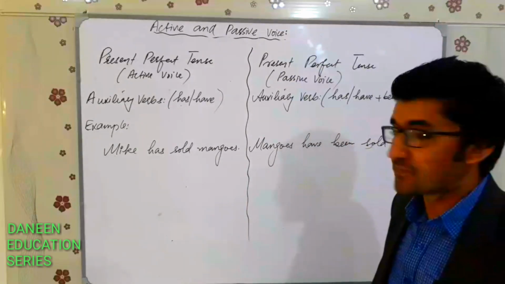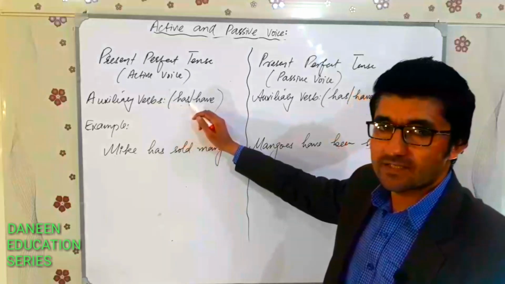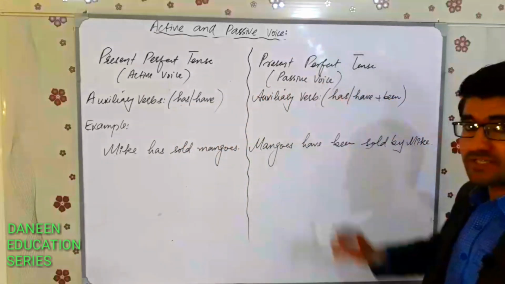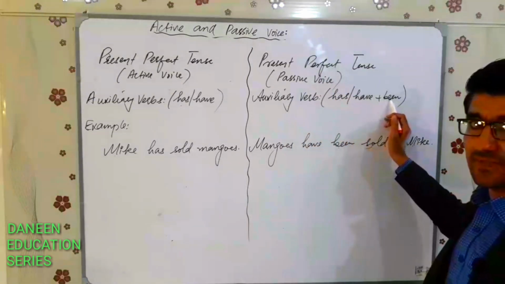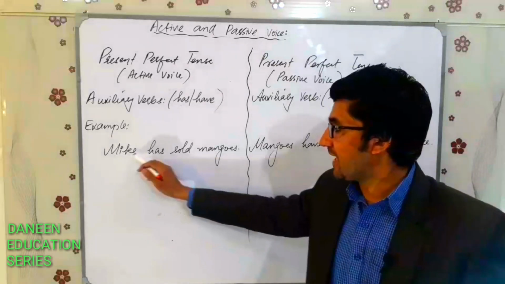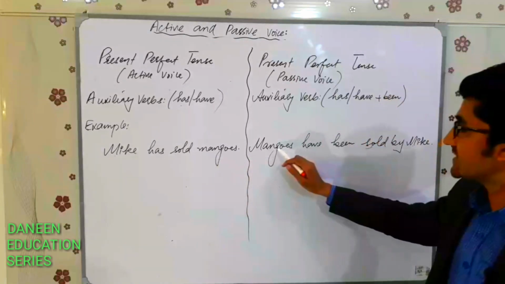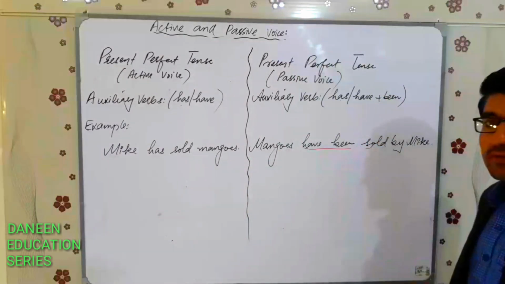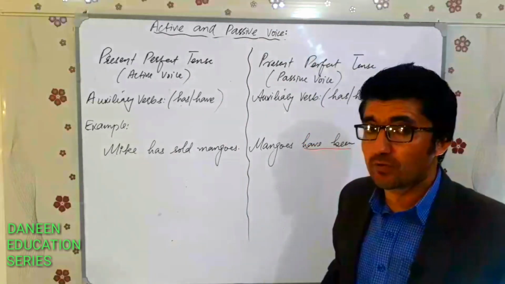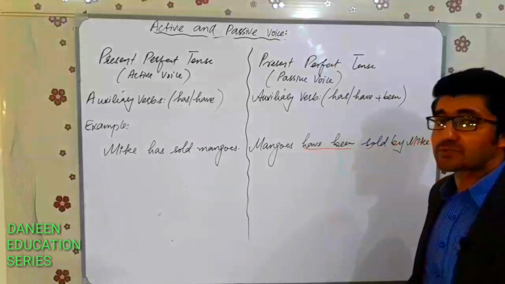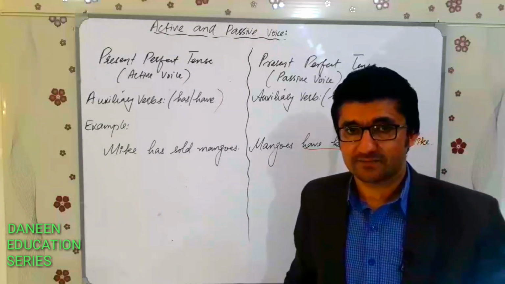Now let's talk about present perfect tense. In present perfect active voice, the auxiliary verbs are has, have, while in present perfect passive voice, the auxiliary verbs are has, have plus been. Now in this example, Mike has sold mangoes. This is an active voice, so its passive voice is mangoes have been sold by Mike. Let's talk about its negative sentence. Mike hasn't sold mangoes. So mangoes haven't been sold by Mike. Let's talk about another tense.